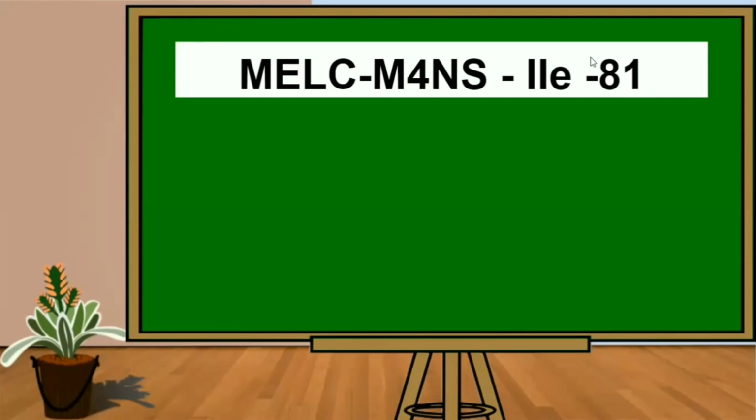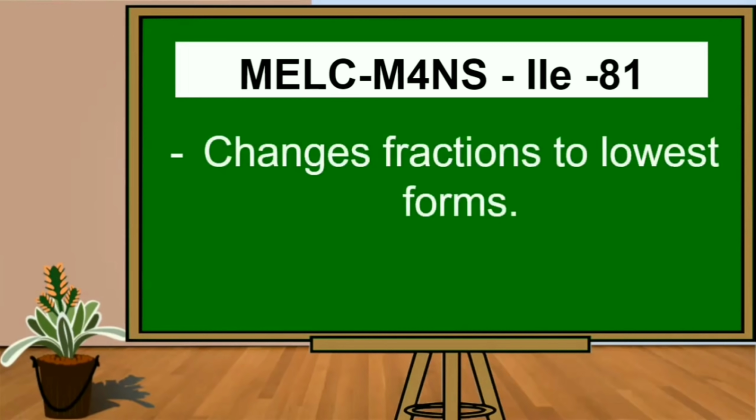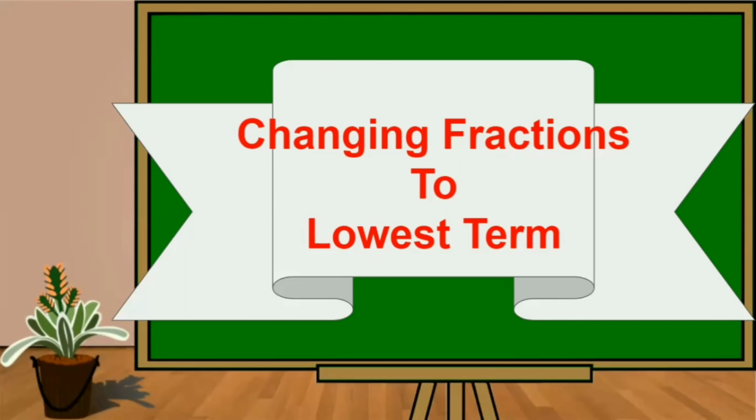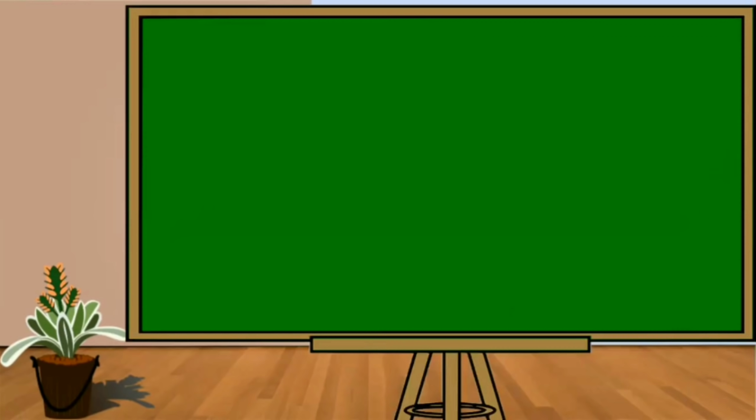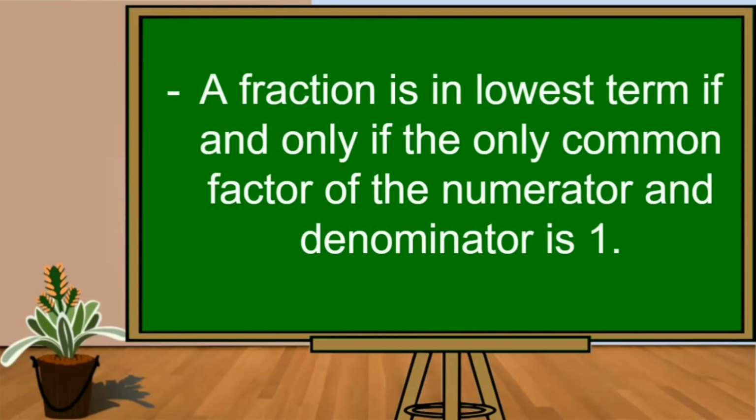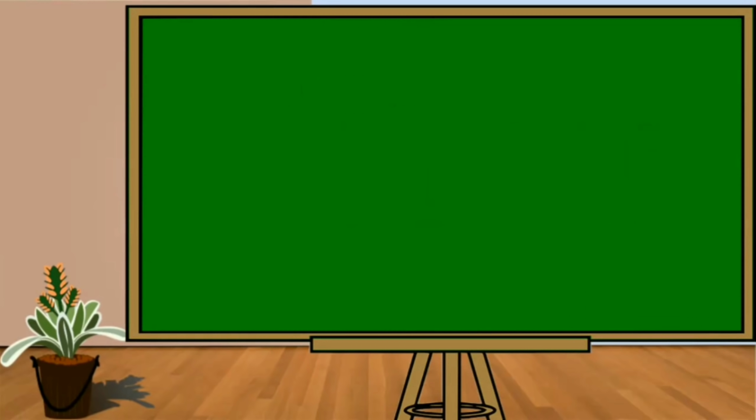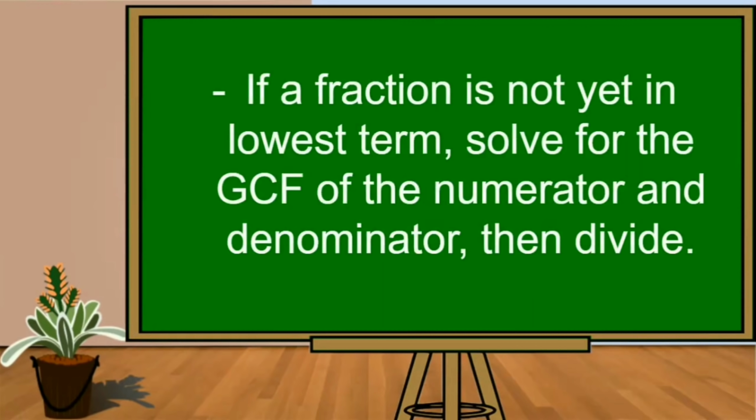And now we are going to talk about the second topic on this video. Let's read first the competency. Changes fractions to lowest forms. And now we are going to discuss how to change fractions to its lowest term. But before we proceed in giving an example, let's read first these important reminders. Fraction is in lowest term if and only if the only common factor of the numerator and denominator is 1. If a fraction is not yet in lowest term, solve for the GCF of the numerator and denominator, then divide.